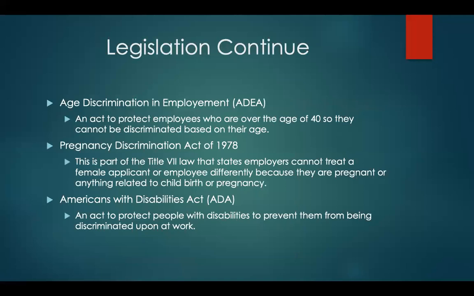Here are more laws to fight for equal employment opportunity. Age Discrimination in Employment Act, also known as ADEA. This is an act that protects employees who are over the age of 40, so they cannot be discriminated against based on their age. Pregnancy Discrimination Act of 1978. This is part of the Title VII law that states employers cannot treat a female applicant or employee differently because they are pregnant or anything related to childbirth or pregnancy.